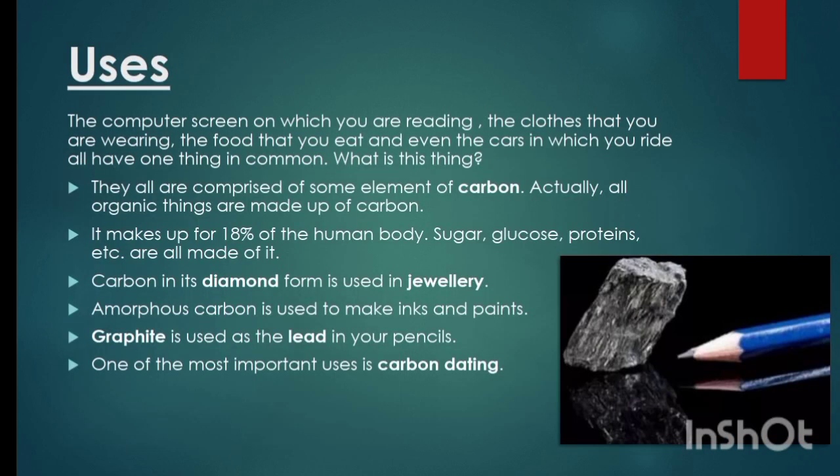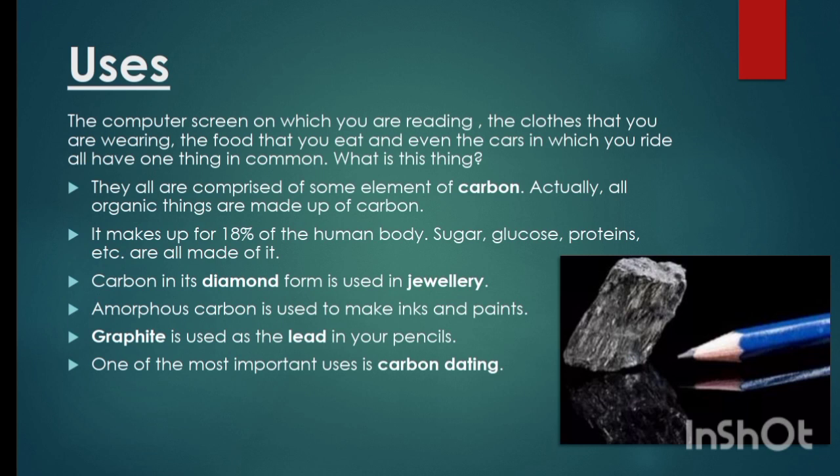Uses: the computer screen on which you are reading, the clothes that you are wearing, the food that you eat, and even the cars in which you ride all have one thing in common. What is that thing? That common thing is carbon. They all are comprised of some elements of carbon. Actually, all organic things are made up of carbon. It makes up 18% of the human body in the form of sugars, glucose, proteins.